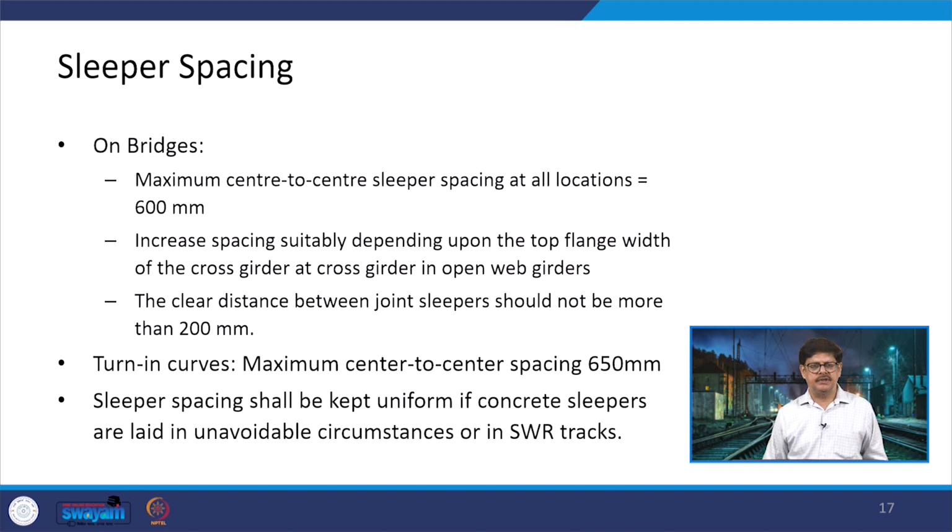In the case of bridges, the maximum center to center sleeper spacing at all locations is taken as 600 mm or 60 centimeters. Increase the spacing suitably depending upon the top flange width of the cross girder in open web girders. The clear distance between joint sleepers should not be more than 200 mm. So, at the joint the spacings are lesser, but as you go away you get higher values. In the case of turnouts and curves, the maximum center to center spacing is 650 mm.